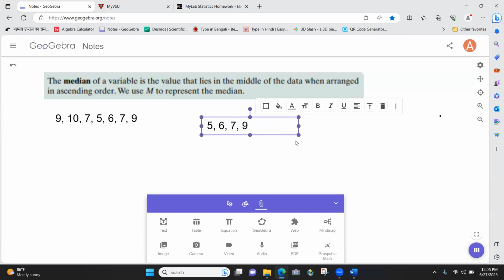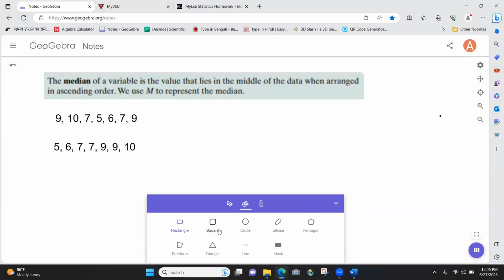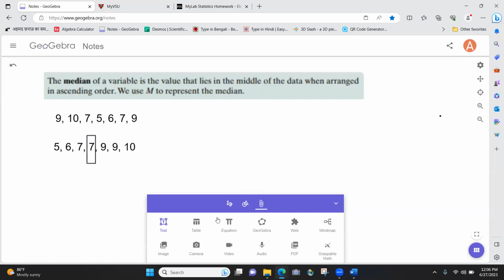Rank order: 5, 6, 7, 7, 9, 9, and yes, you have to repeat 9, 10. Do I have 7 scores? Yes, I have 2 7s, 2 9s, everything else is 1. Let's make sure I didn't mess up. So I rank ordered the data. Now, median is the middle value. What is that supposed to mean? I have 1, 2, 3, 4, 5, 6, 7. So clearly the middle value is this one. So the median for this data set is 7. Done. The median is 7.